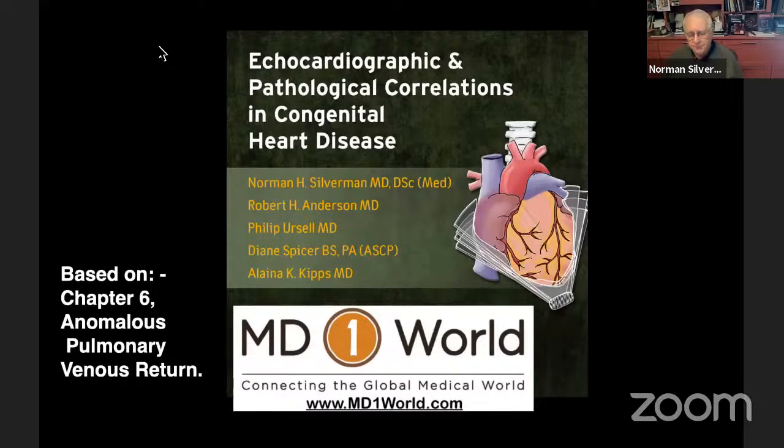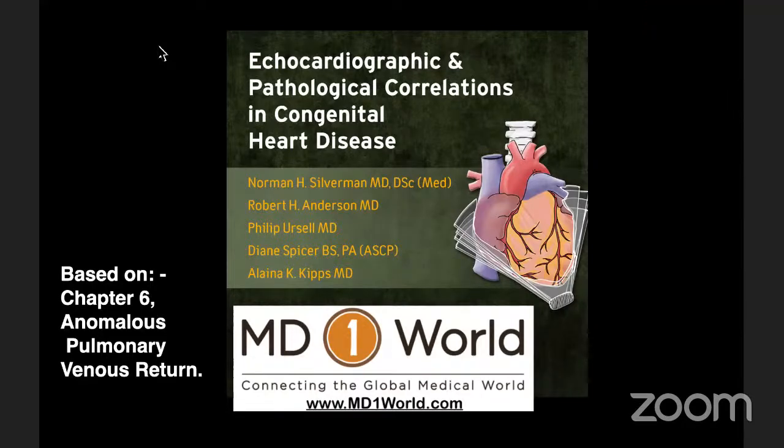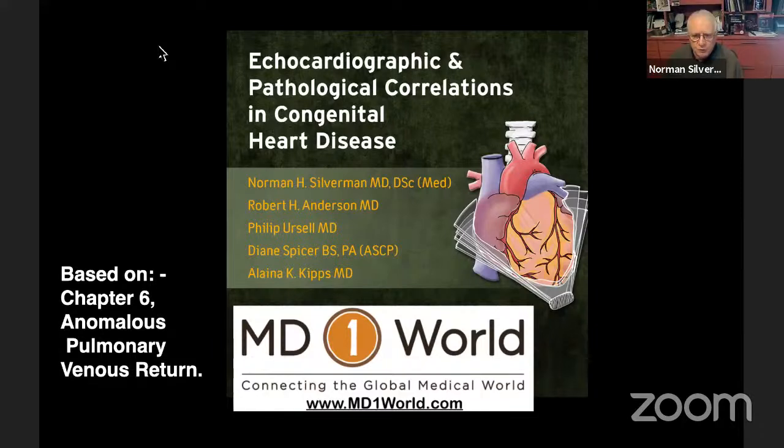Yes. Okay. So this work that I'm doing is also accompanied by Professor Robert Anderson and Diane Spicer and Dr. Philip Purcell and Elena Kipps, who have helped me with all the various graphics that are involved here. So we've talked about this. I've talked about total veins that type 1, which is above the heart. And here are some diagrams.